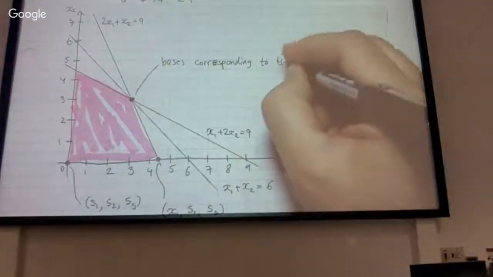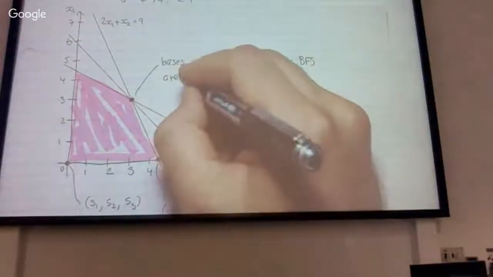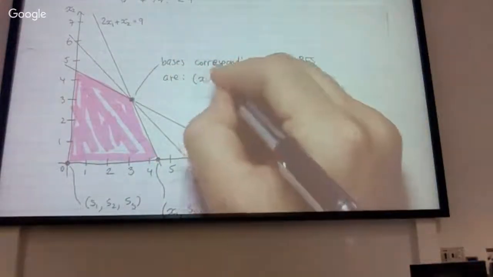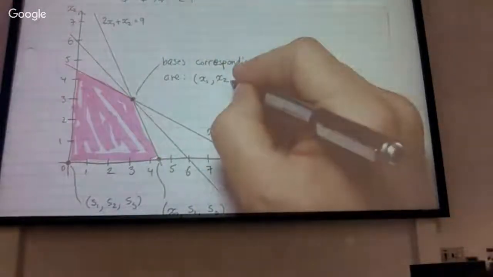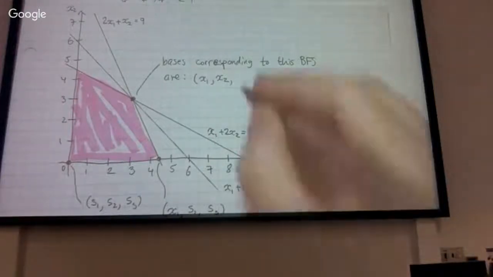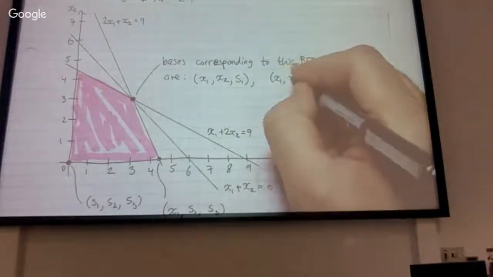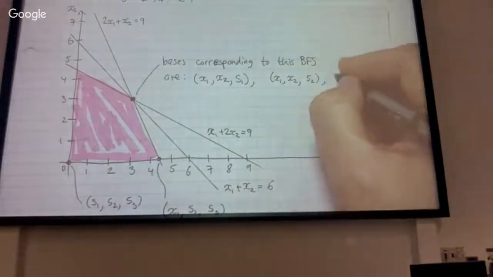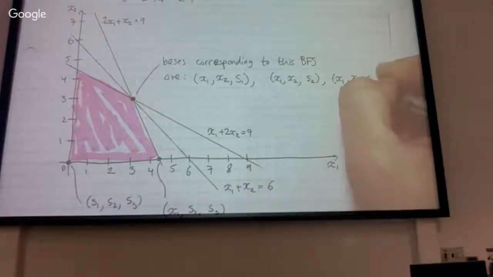So the bases that correspond to this basic feasible solution are the following. We know that x1 and x2 definitely have to be in the basis because they're both non-zero in that point. X1 is 3 and x2 is also 3. But then every basis has 3 variables in this case, because there are 3 constraints. So we need a third variable, and it can be S1, but it could also be S2, but it could also be S3.